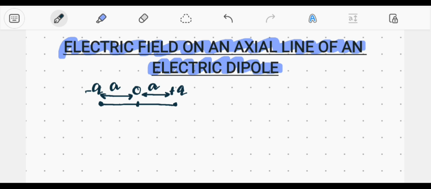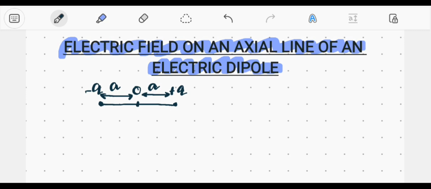Axial line means any point on the same line joining the two charges, that is the minus and the plus charge. If we produce the line, that line will be considered as the axial line, and at any point on that axial line we will be finding the electric field. Hence the topic becomes electric field on an axial line of an electric dipole.